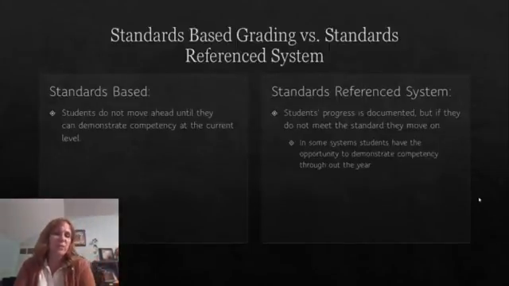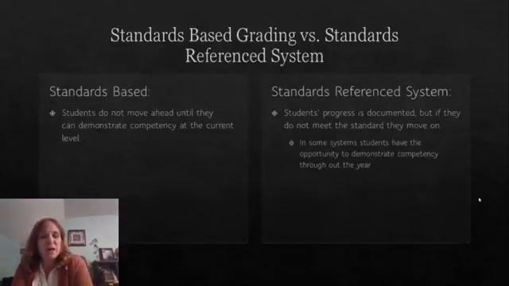So when we look at standards-based grading, we really have to see: are we looking at standards-based grading, or a standards reference system, or a combination between the two? In typical standards-based systems, students do not move ahead until they can demonstrate competency at the current level, so that they're mastering those learning targets before they move ahead.